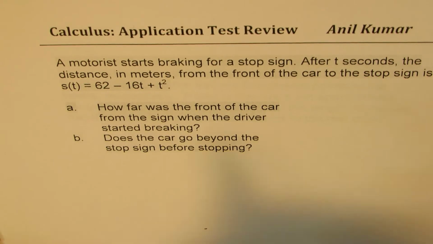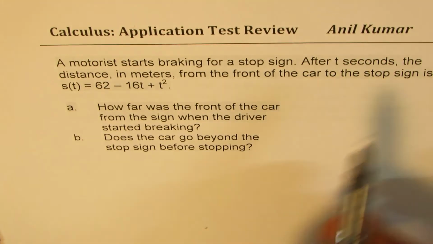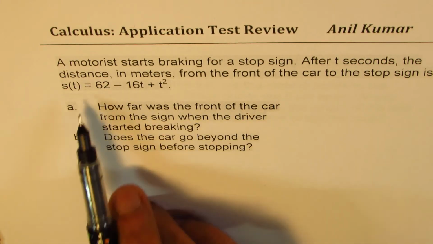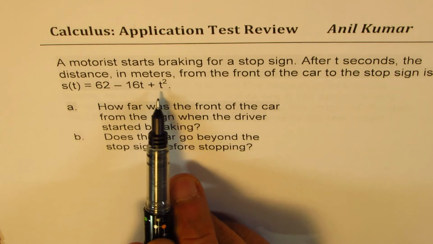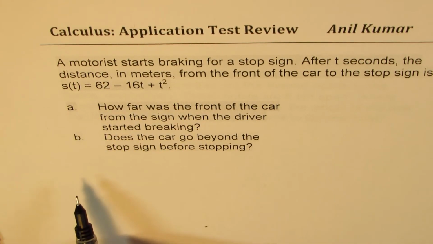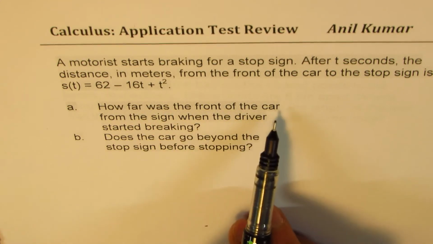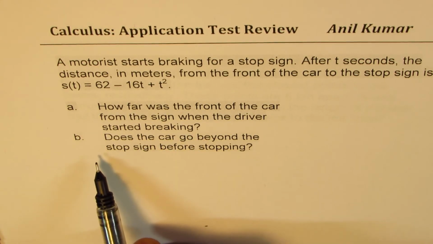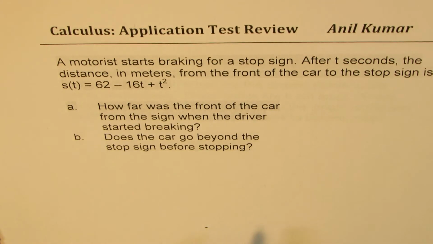The question here is, a motorist starts braking for a stop sign. After t seconds, the distance in meters from the front of the car to the stop sign is given by s of t equals 62 minus 16t plus t square. There are two parts to this question. The first one is, how far was the front of the car from the sign when the driver started braking? The second one is, does the car go beyond the stop sign before stopping? Correct? So this is a straightforward question.